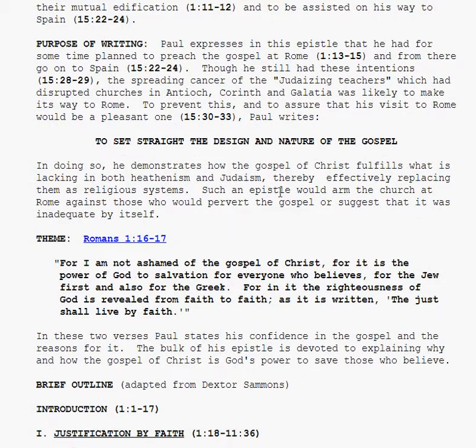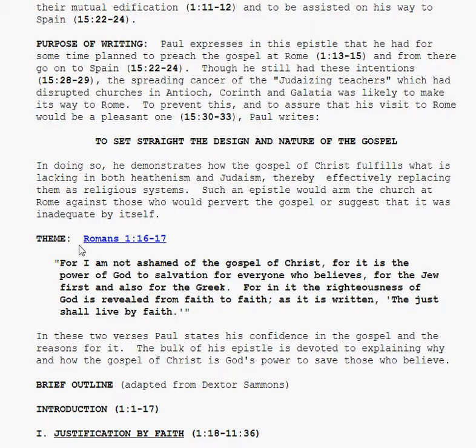And Paul in chapter 1 gets right to the point. It's always good to look for the key verses to find out what the true meaning or intent of the author is. And in this case, Paul tells us that it is because he is not ashamed of the gospel.